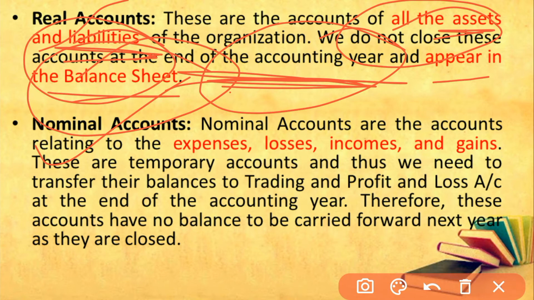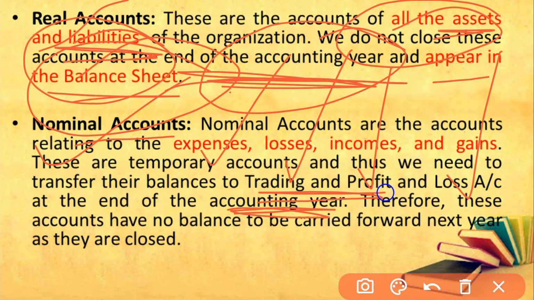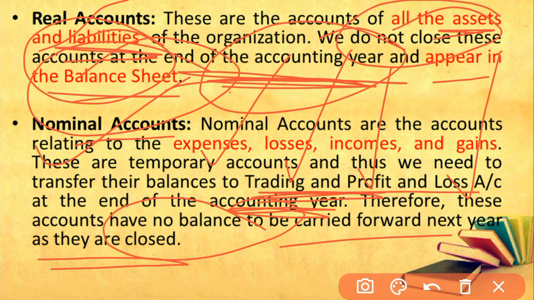And what are the nominal accounts? All the accounts pertaining to expenses, losses, incomes or the gains are our nominal account. These are temporary and pertain to only one accounting year, and therefore we can enter these accounts into trading account and the P&L account. Therefore, these accounts have no balances to be carried forward for the next year. See, if I incur some loss or if I have some income, say for this year, that income is only for one particular year. Anything that is only for one accounting period is transferred to the trading and P&L account only.